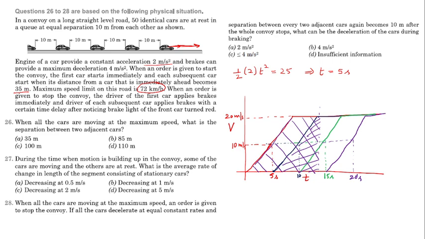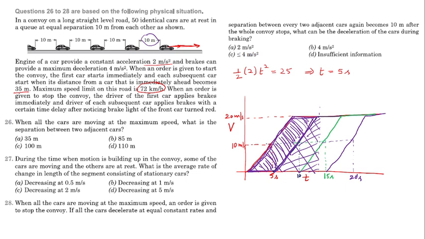The difference of these two areas is this region. So this region indicates the increase in distance. Why do I say increase in distance? Because there was already a distance of 10 meters, and this is the additional distance that has crept between the two cars. So we have to calculate this area.